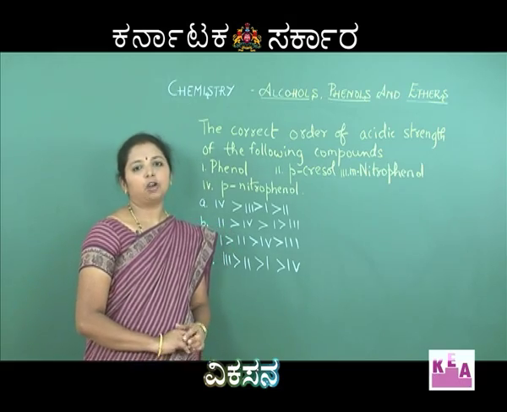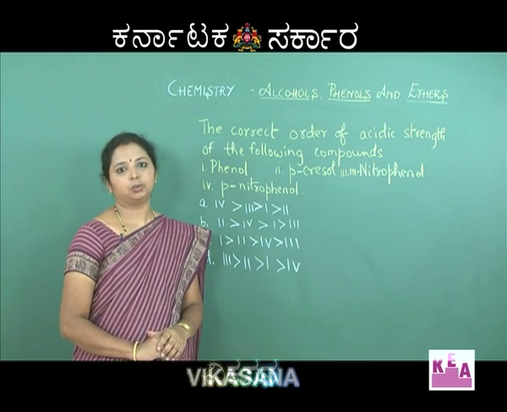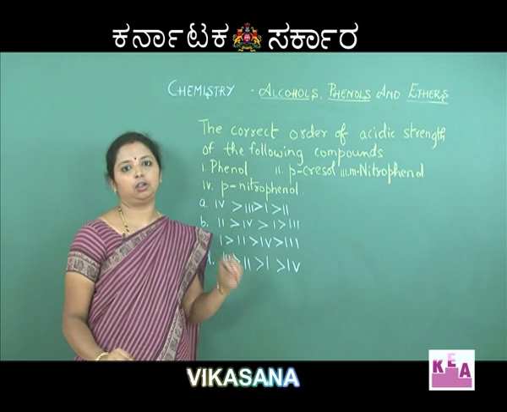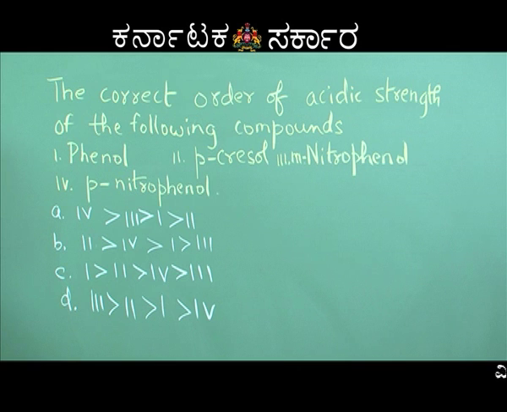The next question is one of the important questions which has occurred in most of the competitive exams. It is based on the acidity of phenols. I will read the question. The correct order of acidic strength of the following compounds. They have given 4 compounds: phenol, paracresol, metanitrophenol, paranitrophenol. Now, when we come to this, how do we find out the acidic strength?